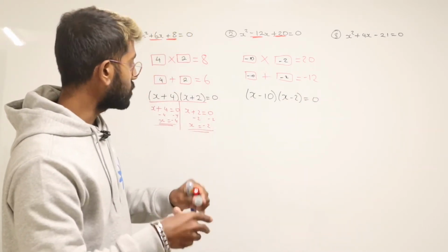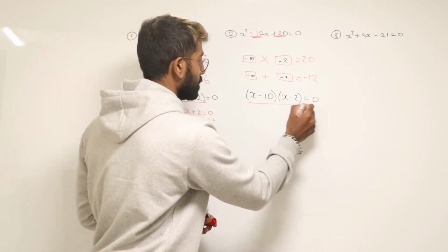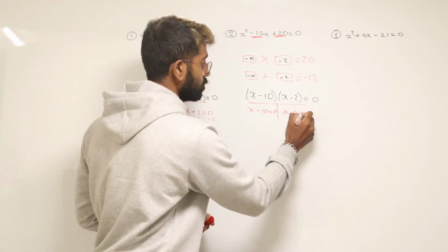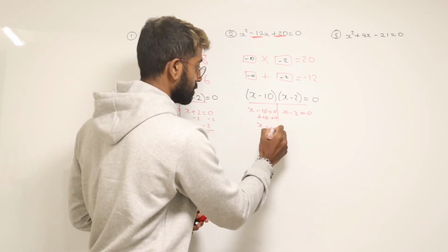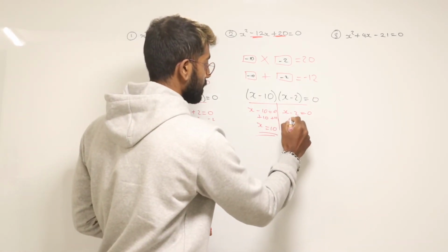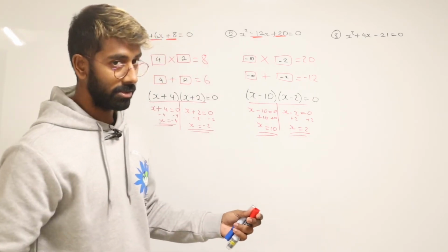And then from there, how do we go and solve this? We take each factor or each bracket and then we equal them to 0. So x minus 10 equals 0, x minus 2 equals 0. This time add the 10 across to both sides. So we've got x is equal to 10. That's our first answer. And then next, add the 2 over. So we get x equals 2, and that's our second answer.